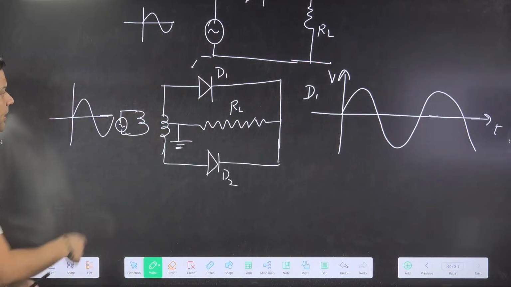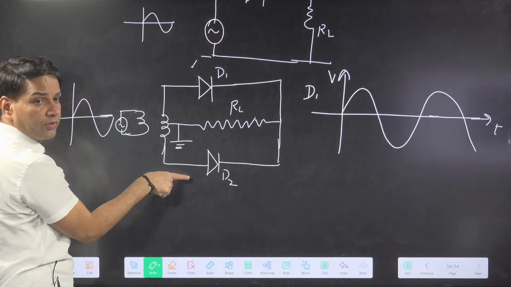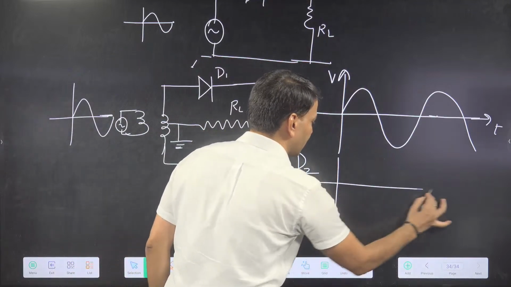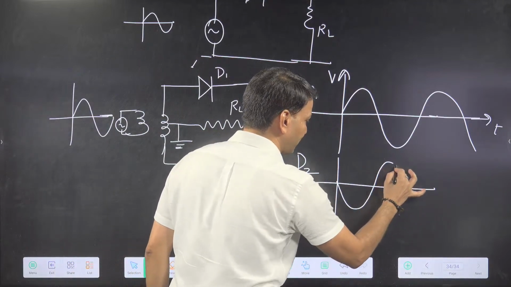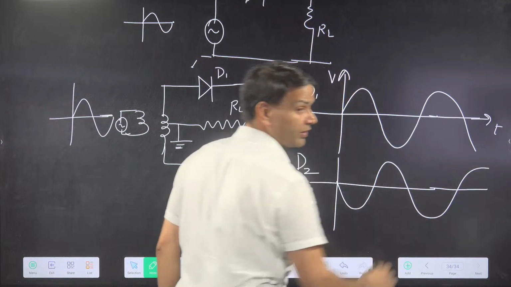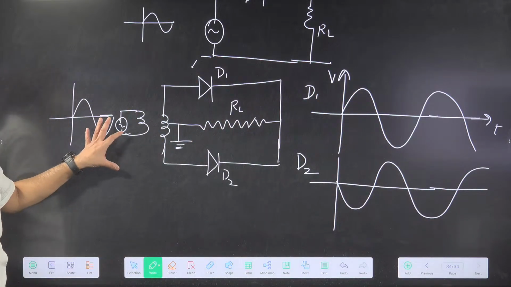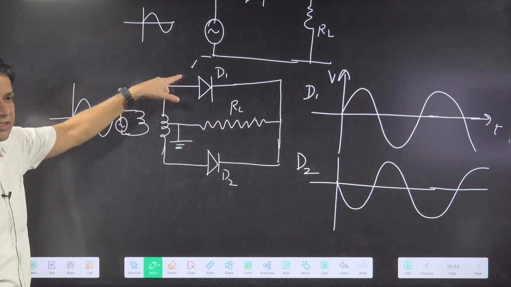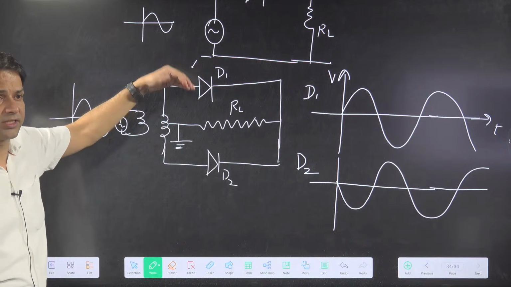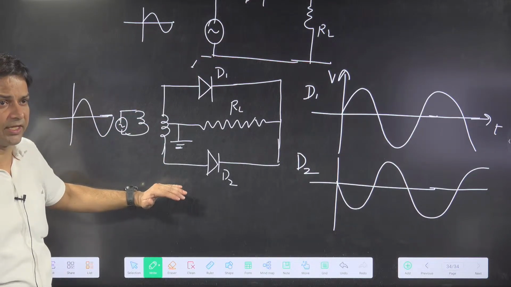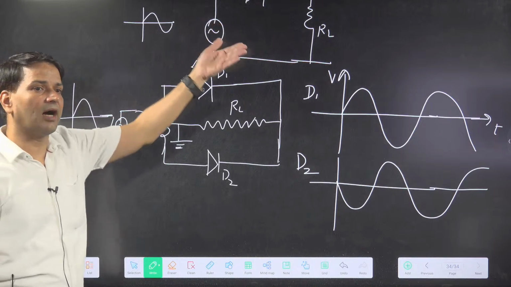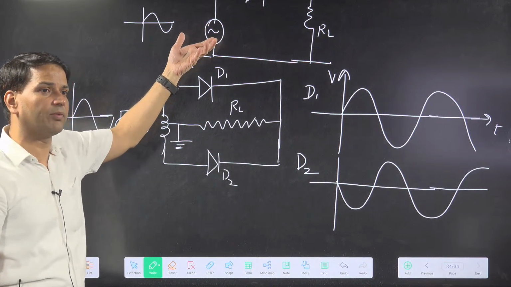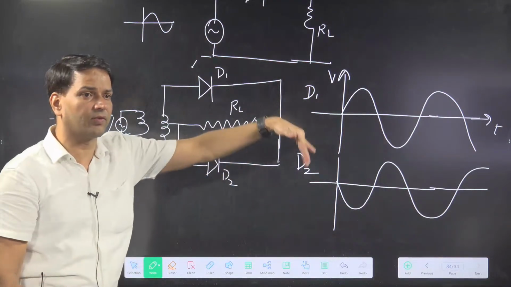In D2, what will happen? If the D1 is positive, then D2 will receive negative first. So for the D2, what is the waveform it will receive? D2 will receive first negative, then positive, then negative, then positive, like that. I repeat again, suppose we are applying the sinusoidal waveform. D1 at t is equal to 0 is receiving the positive half cycle, so D2 will receive negative. Then in the second half cycle, D1 will be negative, then D2 will be positive. Next half cycle, D1 will be positive, D2 will be negative. Like that, it will be incident.